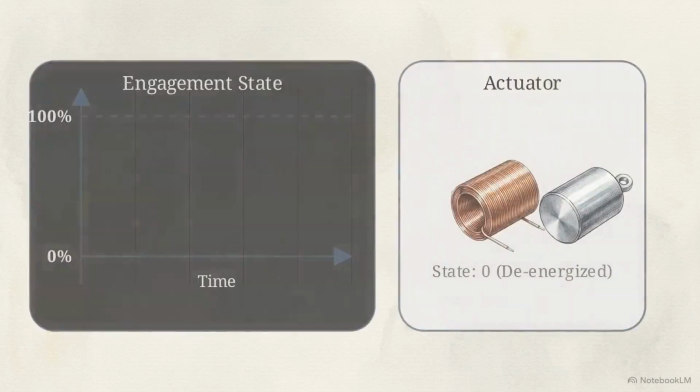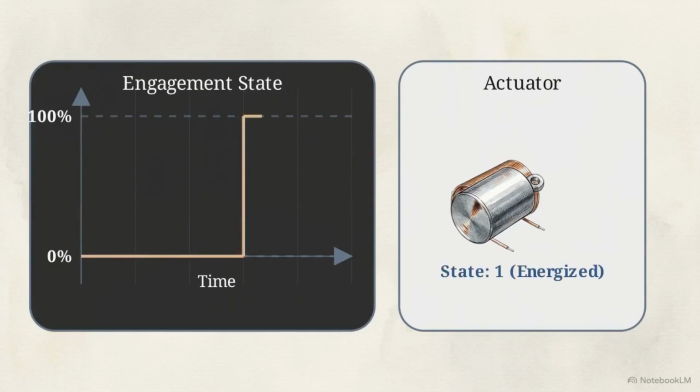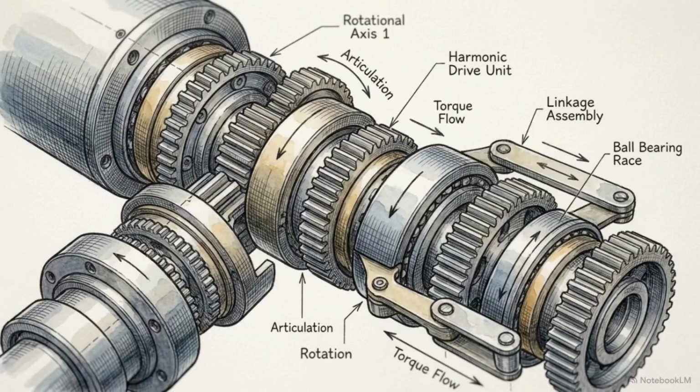The inherent limitation here is the absolute lack of variance. A standard solenoid is entirely binary. It can only hold a 0% or 100% engagement state. While perfect for managing fluid lines, binary action cannot execute tasks requiring proportional positioning or variable speeds. For that control, the system requires continuous rotary motors.